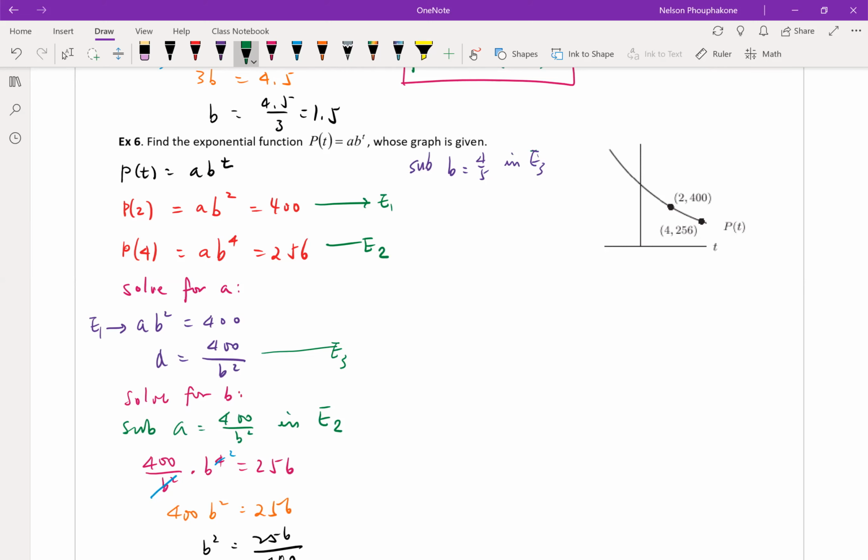Okay, then now I will have A equal to 400 over (4/5) squared. Now remember, if we have this, that means A is 400 over 16 over 25, right? And you have to understand that this line right here means divide. So I will have 400 divided by 16 over 25, or I have 400 times 25 over 16, right?